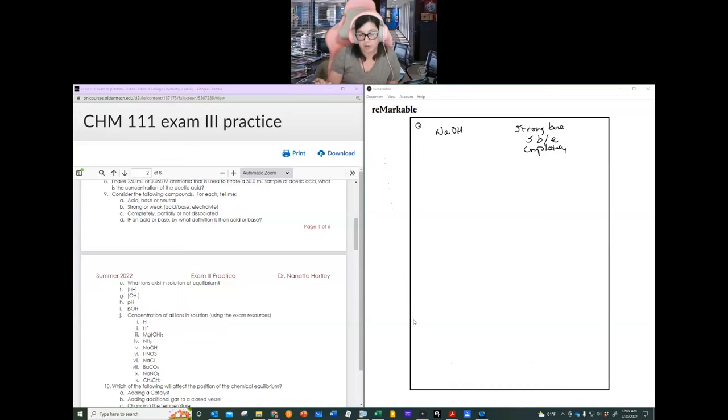So Arrhenius, because it donates the OH minus group, Bronsted-Lowry, because it can accept a proton, and the O on the OH can act as a Lewis base by donating a lone pair. So base by Arrhenius, Bronsted-Lowry, and Lewis.